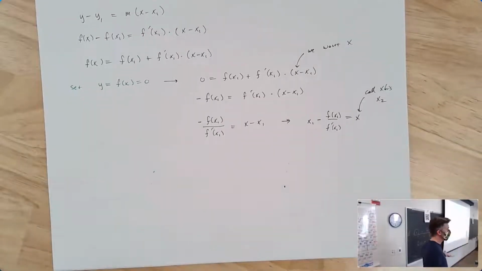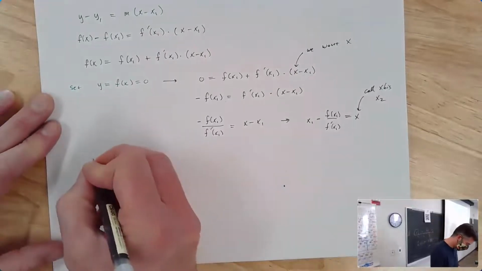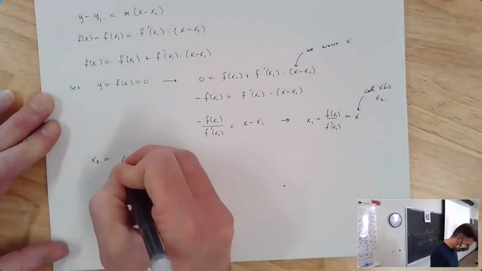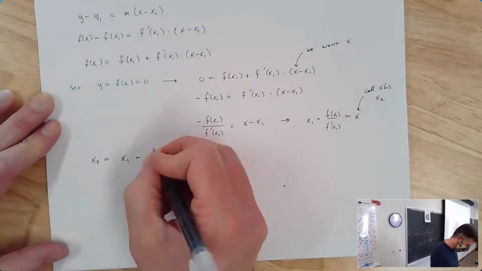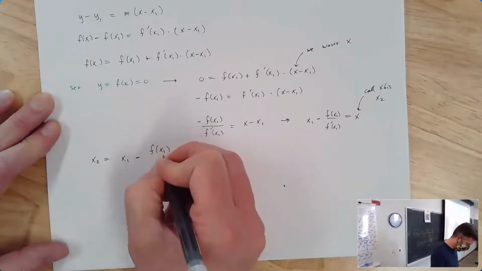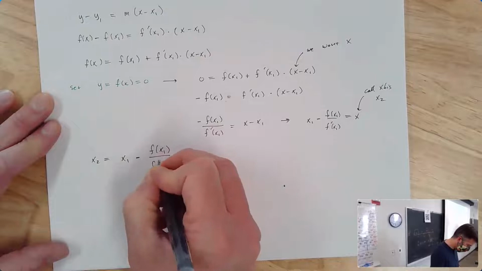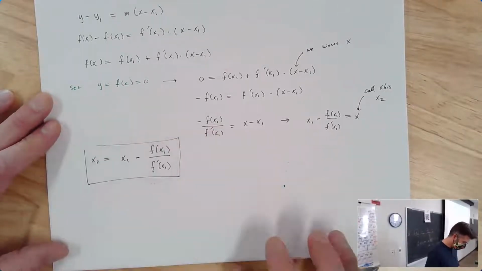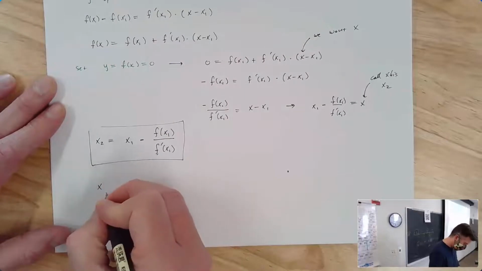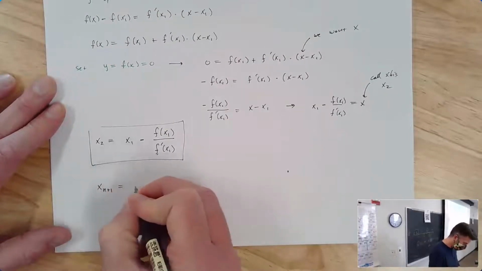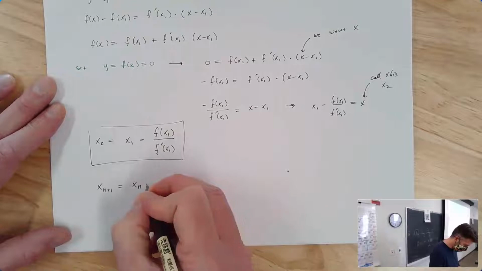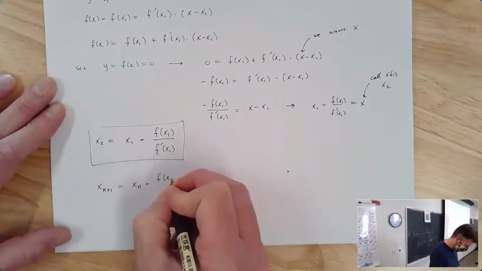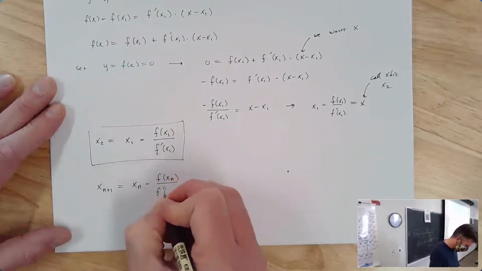So the next point in the iterative process is the previous point minus the function evaluated at that point divided by the derivative evaluated at that point. Or more generally, x sub n plus 1 equals x sub n minus f of x sub n over f prime of x sub n.